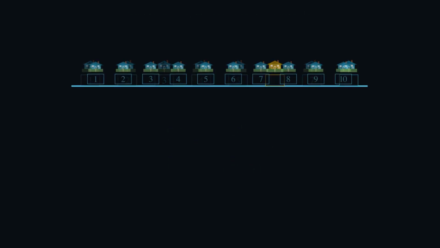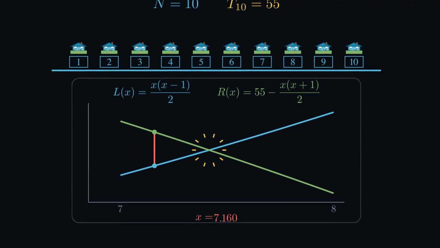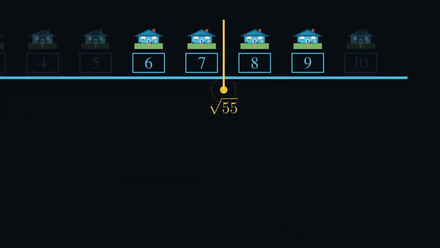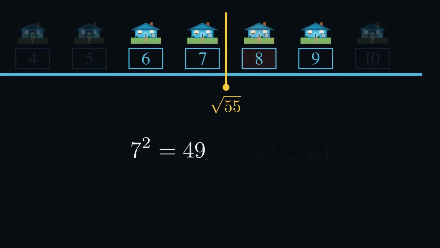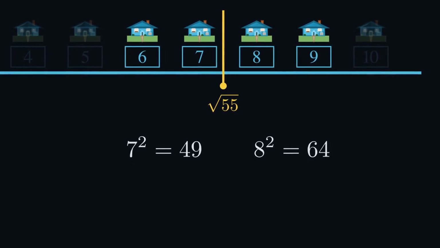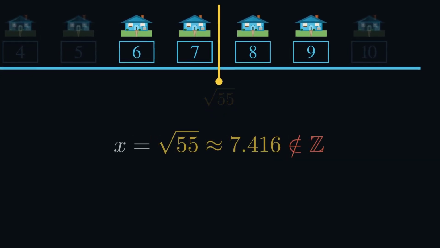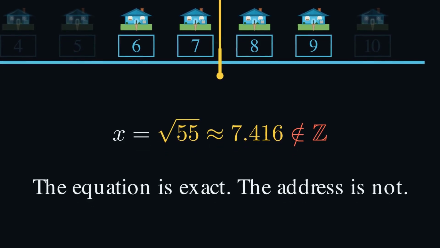As x moves right, the lower total rises, while the upper total falls, creating one real crossing. For 10 houses, it occurs at square root 55, about 7.416. Integer doors 7 and 8 lie on opposite sides, so both fail. A real balance always exists. A puzzle solution requires it to land exactly on an integer.